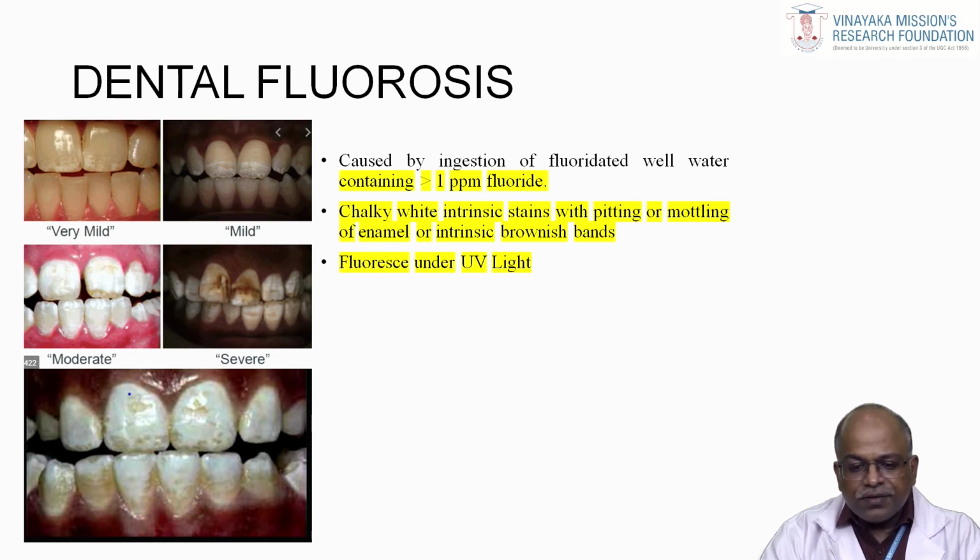Chalky white intrinsic stains with pitting or mottling of enamel, or intrinsic brownish bands, are the characteristic features of dental fluorosis. Such teeth usually fluoresce under UV light.